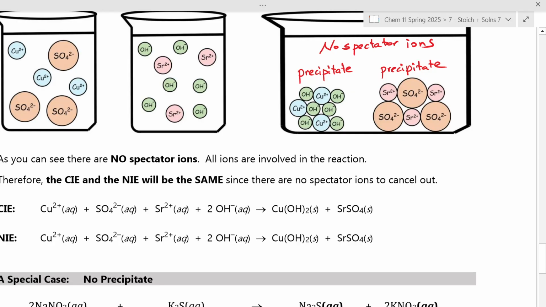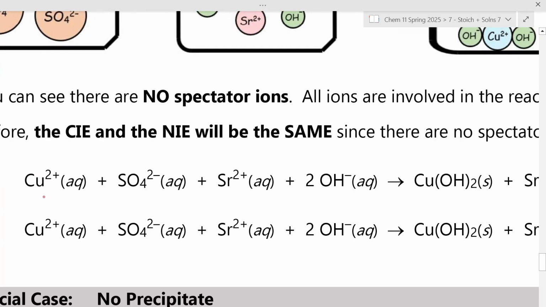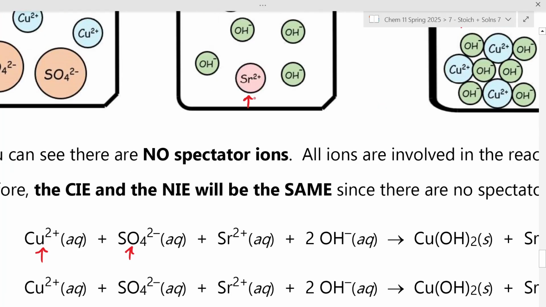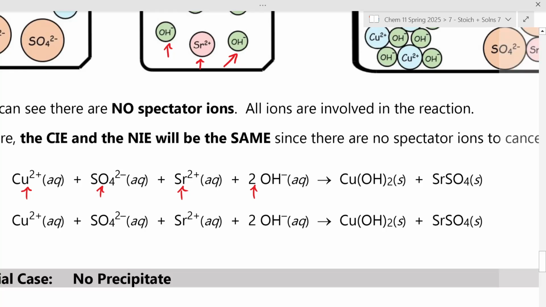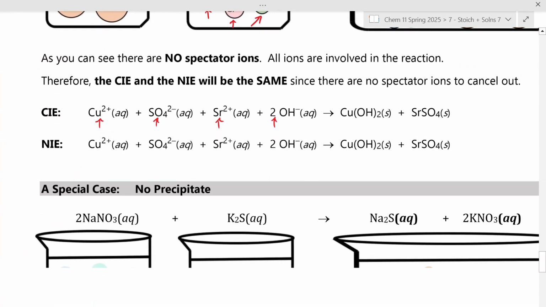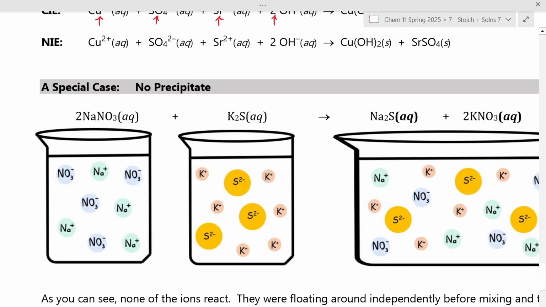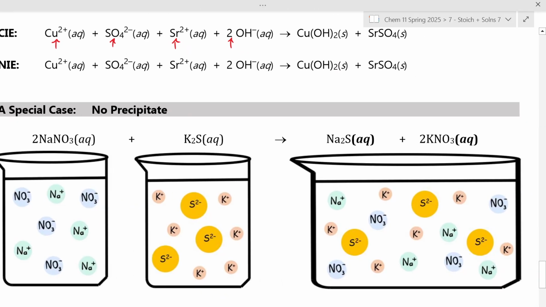Okay, so if we write it out, the Cu and the SO4 are split apart, CuSO4. The Sr and the 2 OH are split apart, Sr, and we have 2 OHs. But there are no spectators to cancel. And then finally, if we have no precipitate, what should we be doing? No reaction. So we say, no reaction.